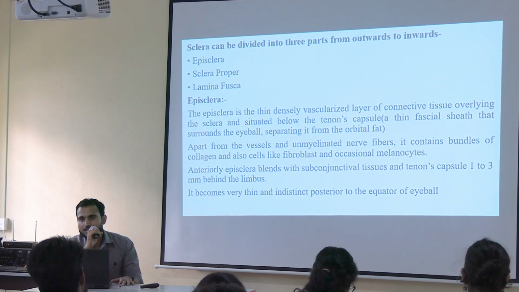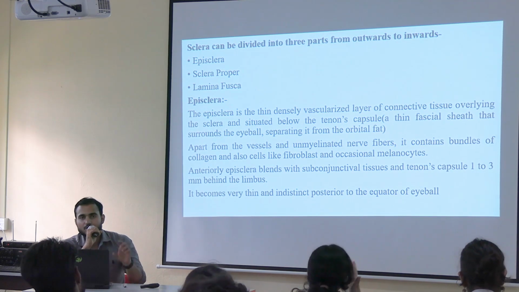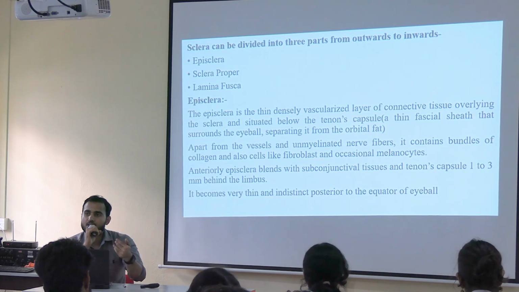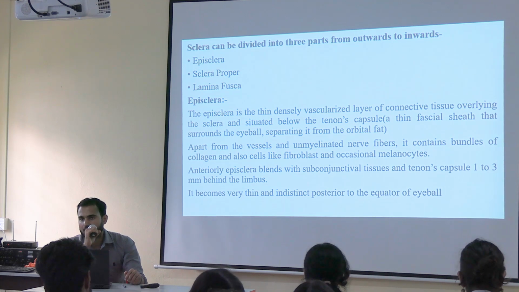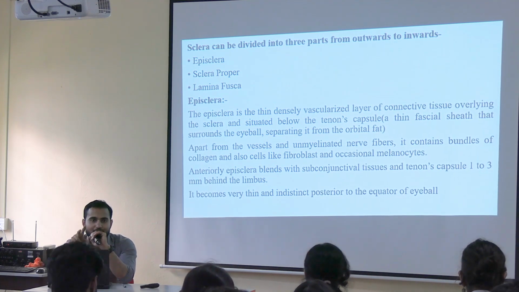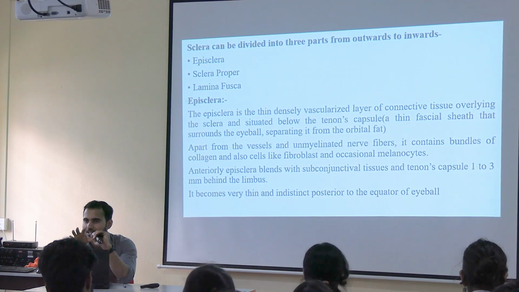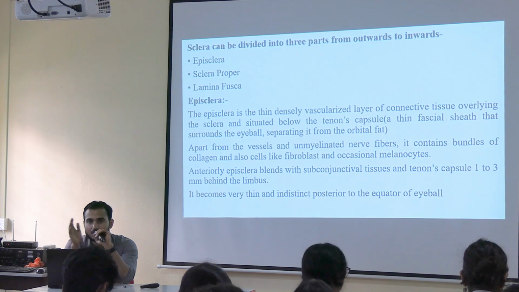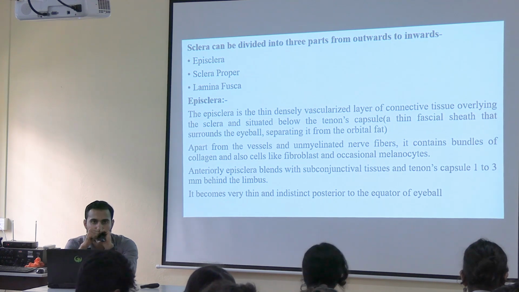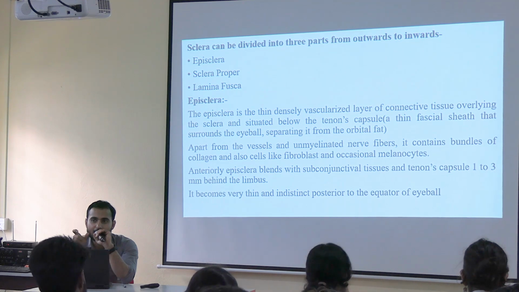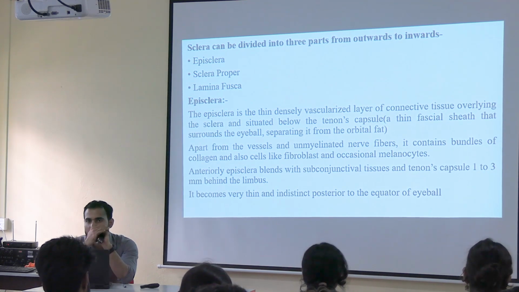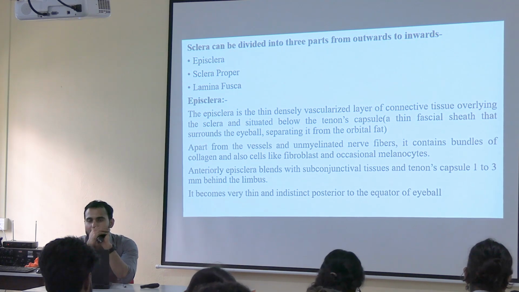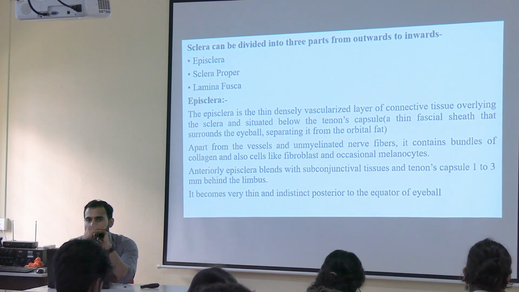Now, what exactly is this Tenon's capsule? Tenon's capsule is a fascial sheath around the eyeball, separating it from the orbital pad of fat. When you see the skull, just see the orbit. Inside the orbit, the eyeball is present, and along with that, the orbital pad of fat is also present. This orbital pad of fat is separated from the eyeball by the Tenon's capsule, which is a fascial sheath for the eyeball. Deep to the Tenon's capsule, we get the layer called Episclera.